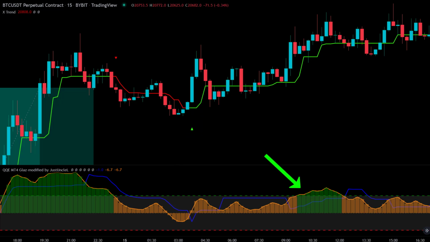A short while later, the QQE indicator turns green, but again, we do not open a position as we are now missing a buy signal from the extreme trend. So you only open a buy position when all three elements come together. There is no exception for this.